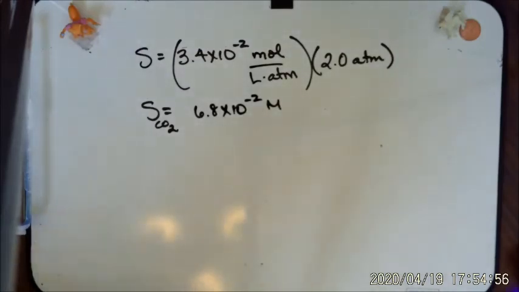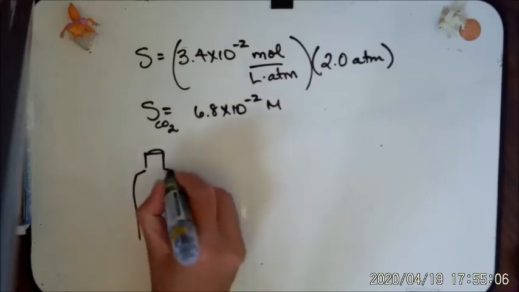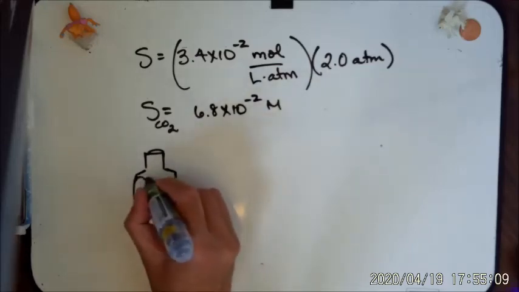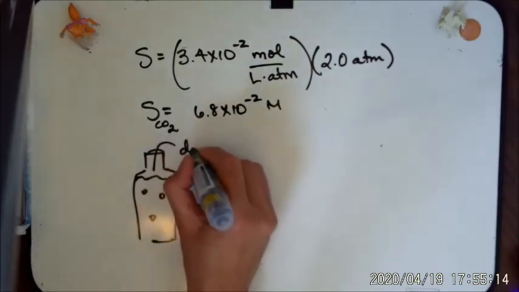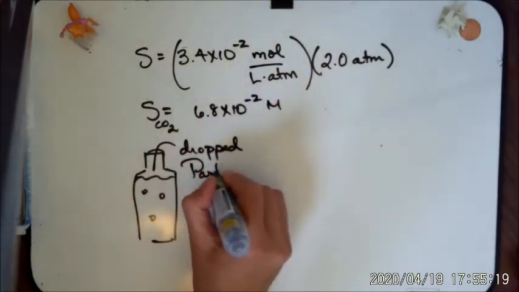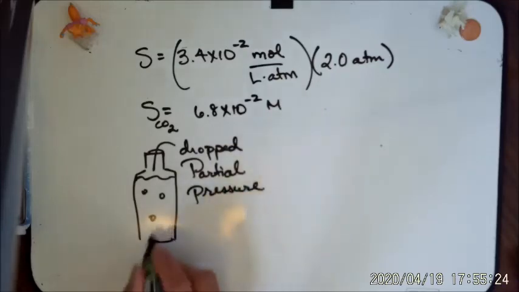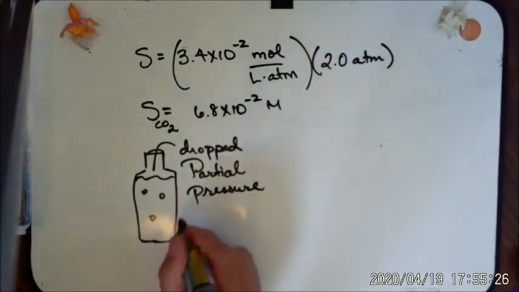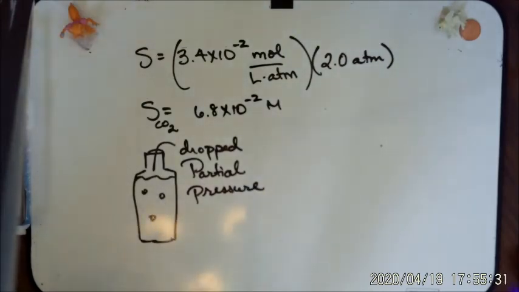Now, when we bottle carbon dioxide, we bottle it under higher pressures than that. And when we release that bottle, the reason that you start seeing bubbles is that now we've dropped the partial pressure. This solution is supersaturated, so it's going to release the gas in order to try to reach equilibrium.